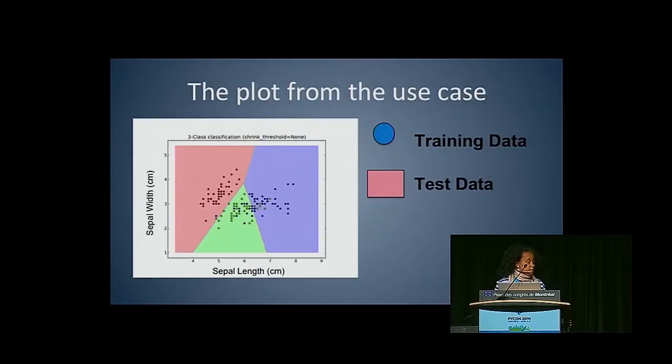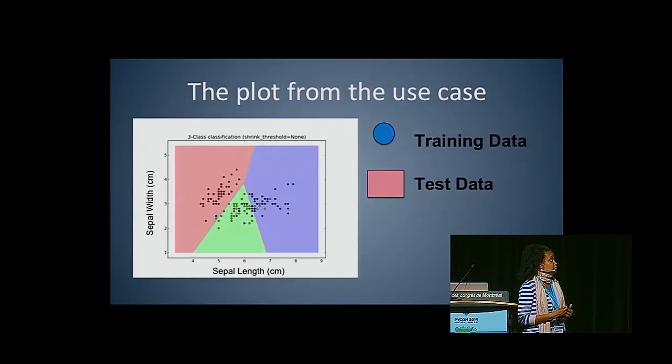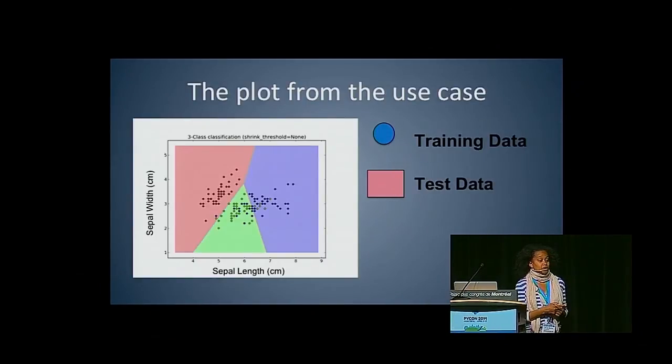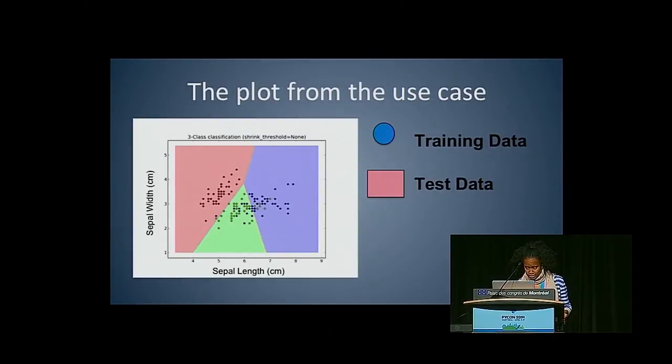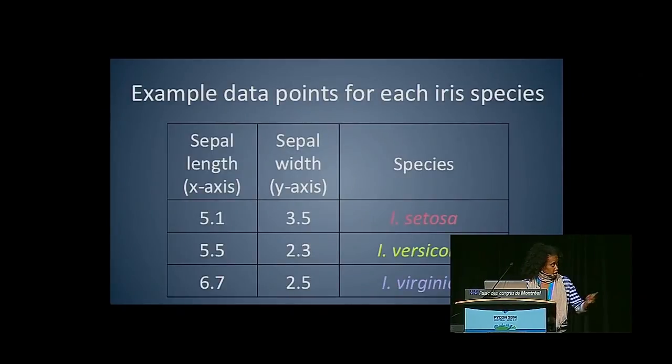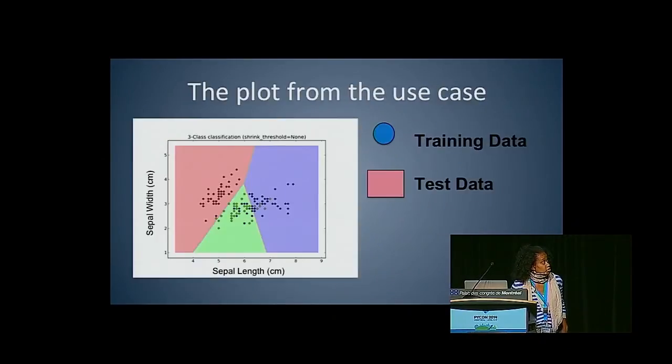This is actually skipping ahead. Once we run our data set, this is going to be our result. This is the plot from our use case. The dots that you see are actually the training data, and the red, green, and lilac would be our test data. The red, the green, and the lilac are actually our decision boundaries. And if we move over to our second slide, the colors refer to the different types of irises that we have, the different species.